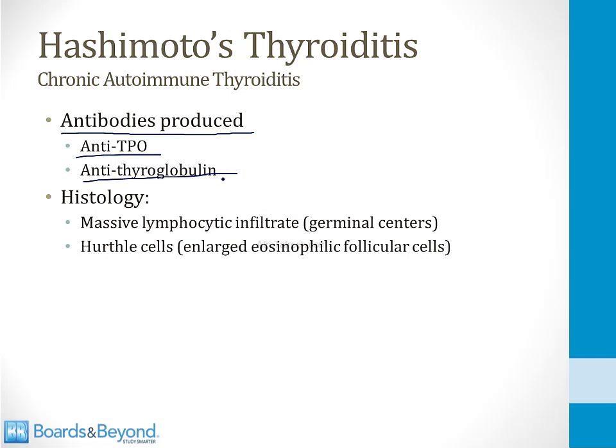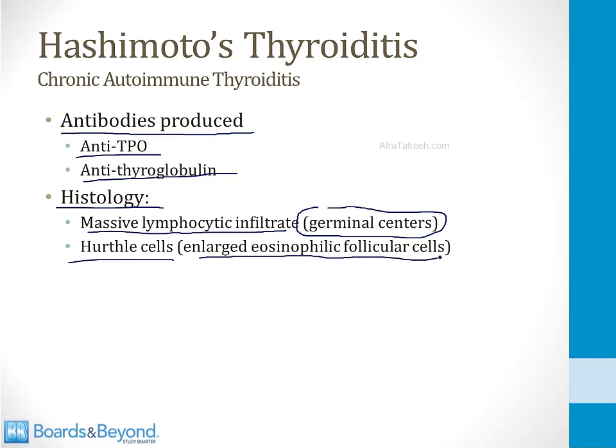If you biopsy the thyroid gland, what you will see on histology is a massive infiltrate of lymphocytes in the thyroid tissue. That should make sense to you if you understand that lymphocytes are responsible for the pathophysiology. Sometimes there are so many lymphocytes present that they form germinal centers. And then the second classic finding of Hashimoto's thyroiditis is the presence of Hürthle cells. These are enlarged follicular cells with eosinophilic cytoplasm.